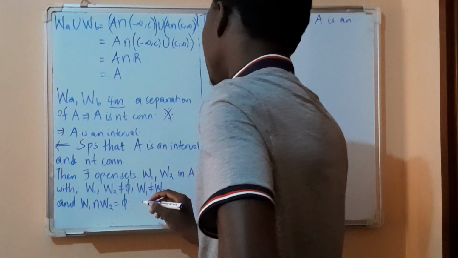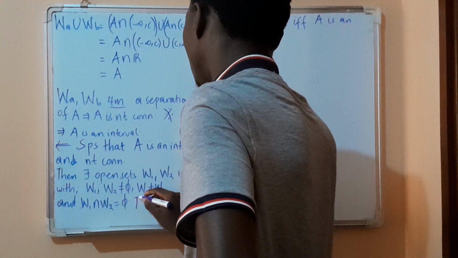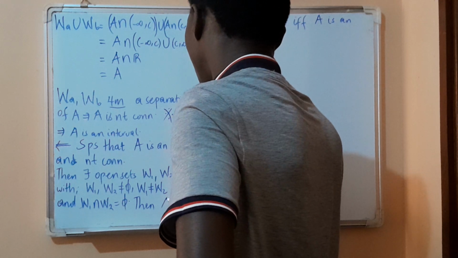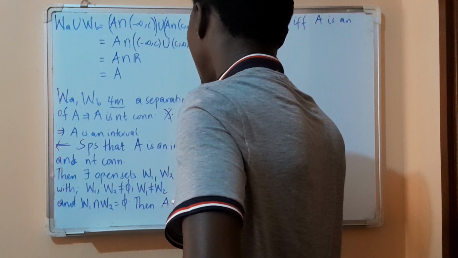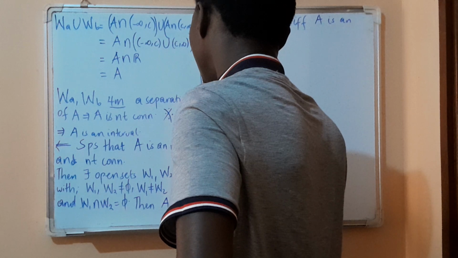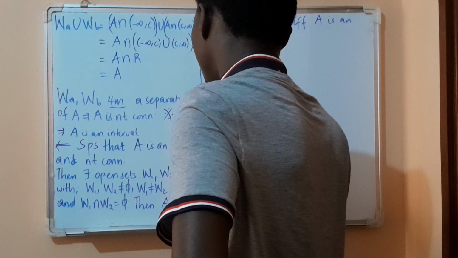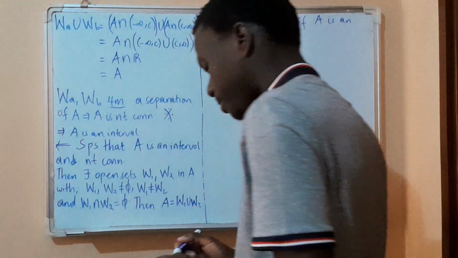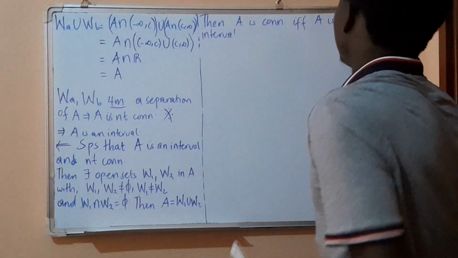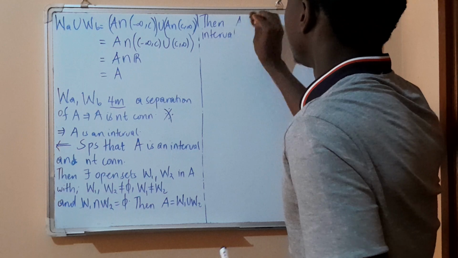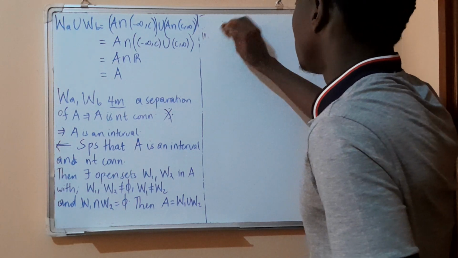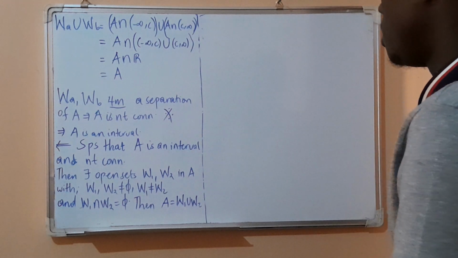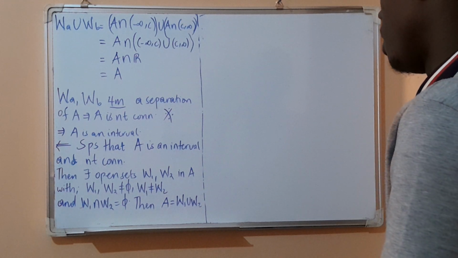Then now we can write A, because W1 and W2 form a separation of A. So A is W1 union W2. They form a separation of A. So that's what we are having. Now we want to show that A is not an interval.